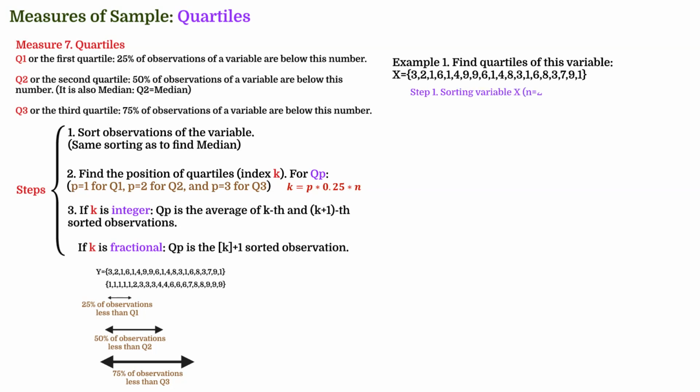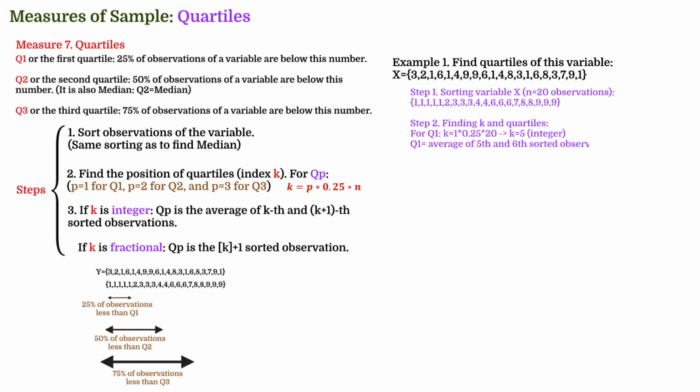First step, sorting variable x. There are 20 observations. So these are the sorted values: 1, 1, 1, 1, 2, 3, all the way to 9. Step 2, finding k and quartiles. For Q1, k is equal to 1 times 0.25 times 20, which is 5, an integer, which means Q1 is the average of 5th and 6th sorted observations, which means Q1 is the average of 1 and 2, it is 1.5.